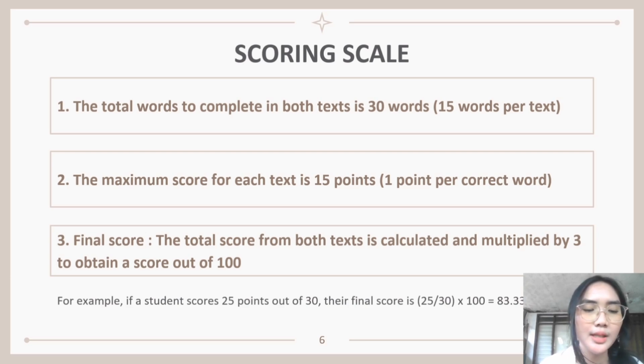For example, if a student scores 25 points out of 30, their final score is 25 per 30 times 100. It is 83.33.